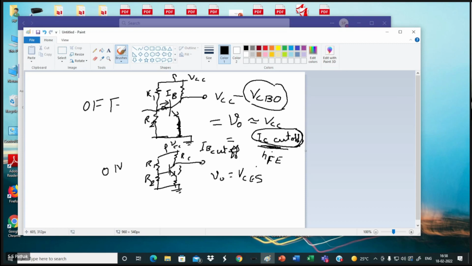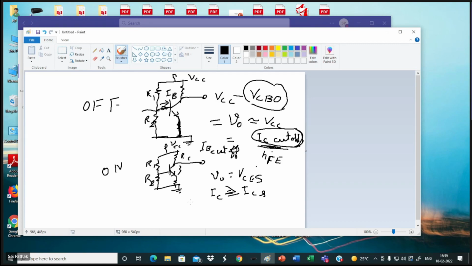What is my current IC? IC is coming directly through that. That will be your ICS. So you have to find RC such that VCC minus VCES divided by RC should be larger than or equal to ICS. If this current is larger than or equal to ICS, it will be driven into saturation. So that is the design parameter I'm choosing for this RC.